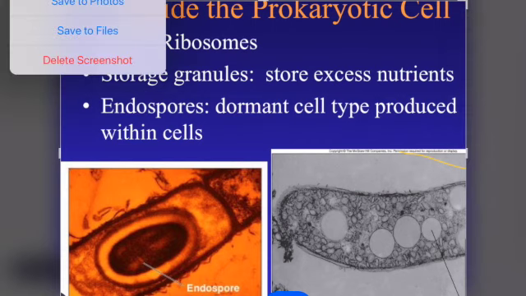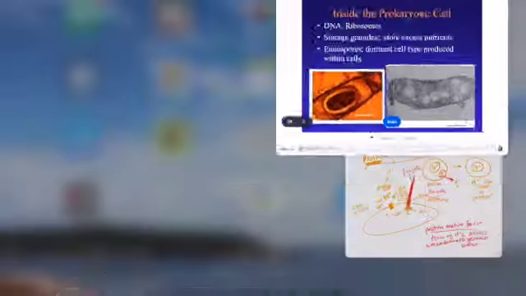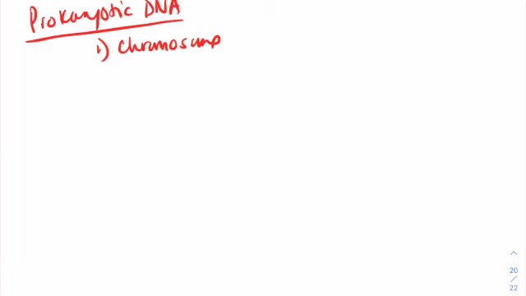No, you know what? I'm not going to do it this way. I'm going to go back here. So prokaryotic DNA. It comes in two forms. You have the chromosome, the bacterial chromosome, and it's not in a nucleus, and it's in a nucleoid region. It's circular.